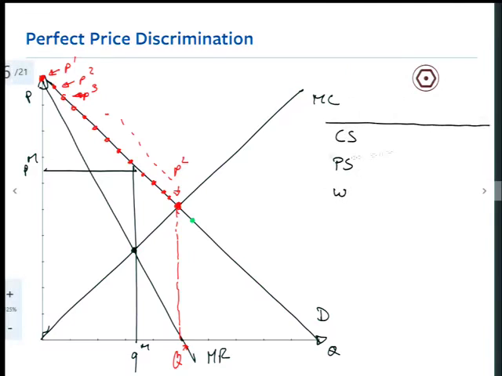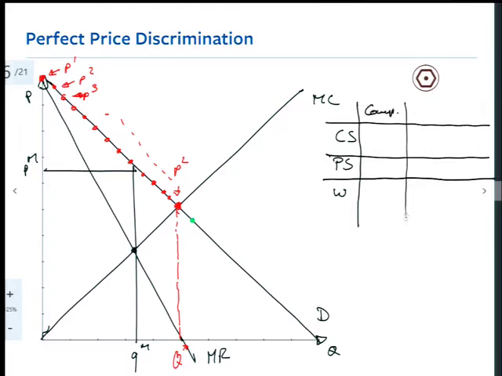And I want to do 3 comparisons here. Whoa, Max, what do you mean 3 comparisons? Get ready. Okay? I'm going to do competition. I'm going to compare that to the single price monopoly, and I'm going to compare this to the price discriminating monopoly. So I'm going to compare this monopolist here that charges the same price to everyone and the price discriminating monopolist to our regular competitive outcome.